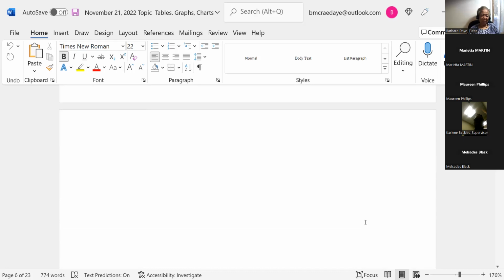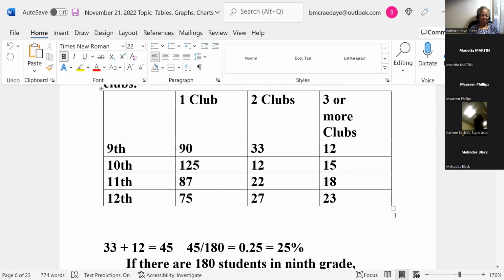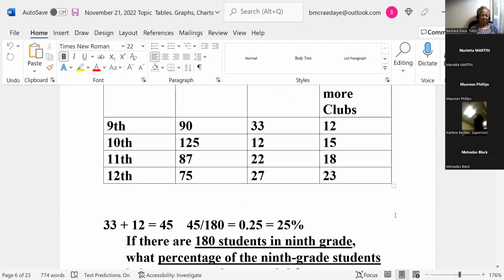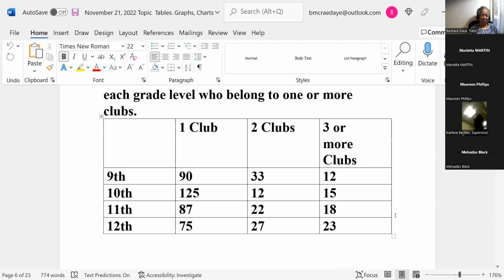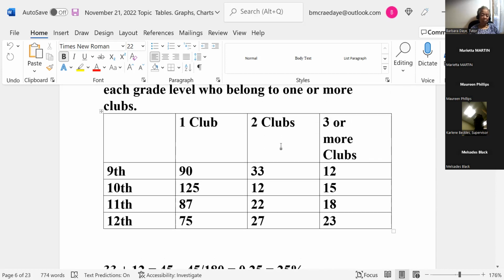Miss Barbara, when I first looked at it, I thought I should add up the 3 numbers, like 90 and 33 and 12. Yeah, but did you read what they asked you to find, Mercedes? If there are 180 students in ninth grade, what percentage of the ninth grade students belong to more than one club? So it's not the one club, 90 belong to one club, more than one. So you only look at the columns that have more than one club. And that's 33 and 12.